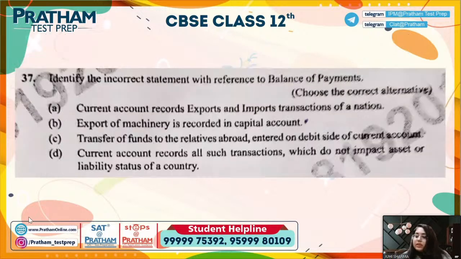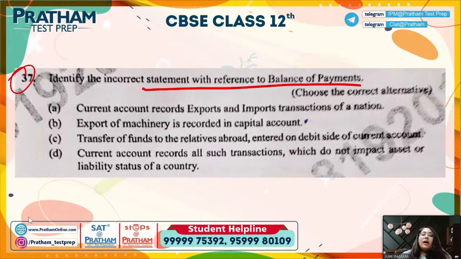Okay. Now question number 37 we have identify the incorrect statement with reference to BOP. Now I would keep this question again on moderate side. ये moderate level का question है, ठीक है. In this particular question, export of machinery is recorded in capital account. ये आपका incorrect है. Why? Because the export of machinery जो है goods and services included है, so it is recorded in the current account and not in the capital account.